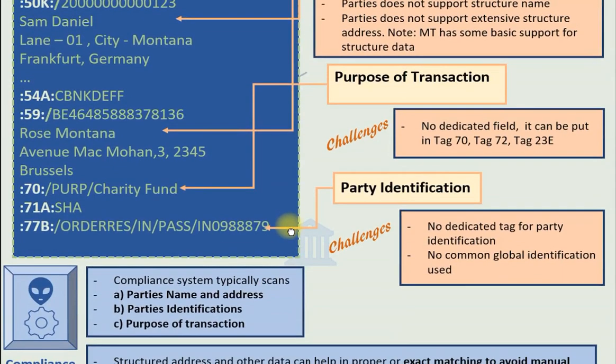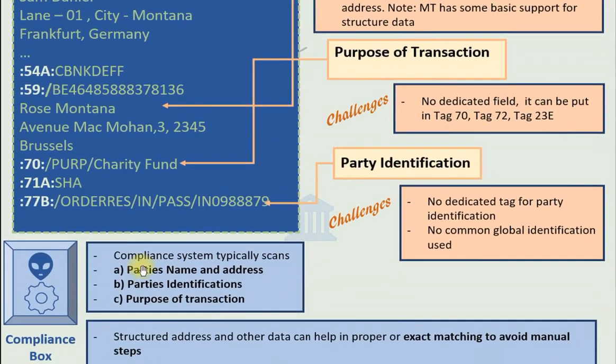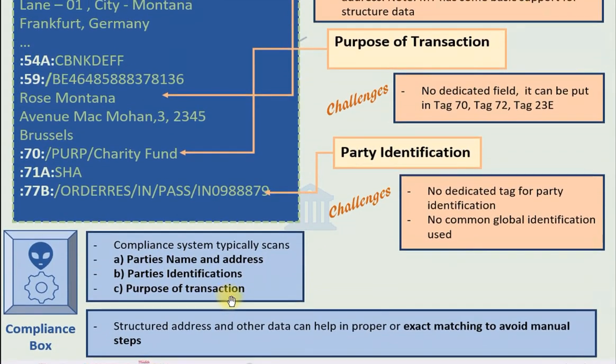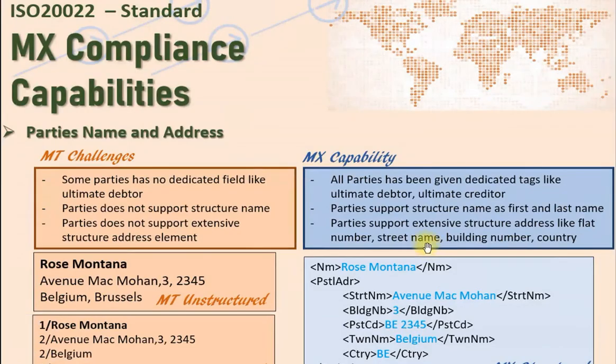So typically a compliance system takes these three pieces of information: the party's name and address, party identification, like here we indicated the passport, and the purpose of the transaction. Using these, they try to find whether the transaction has some kind of compliance problem and should be stopped or require manual intervention. And the problem that we are trying to highlight in the MT world, we will see in more detail in the next slide as well. So let's start with all the problems that we have seen in the MT world.